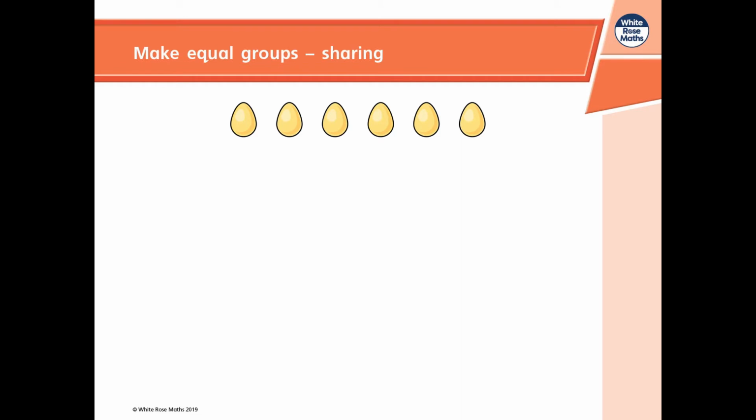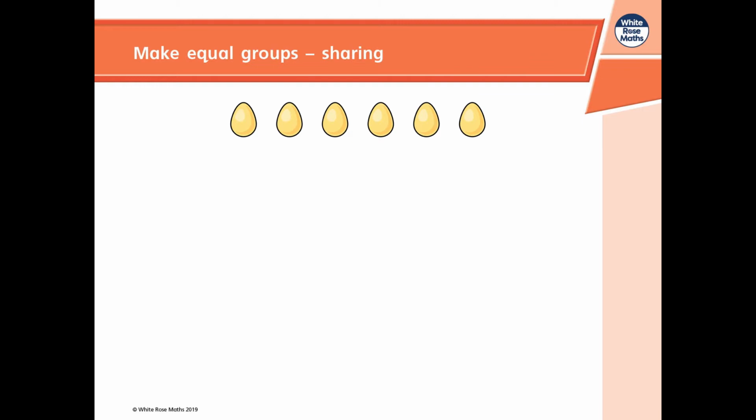Today we're going to continue to talk about making equal groups. Only this time we're going to do it by sharing. I bet you like to share. When we share, we have to make sure that each group gets the same amount, equal amounts.